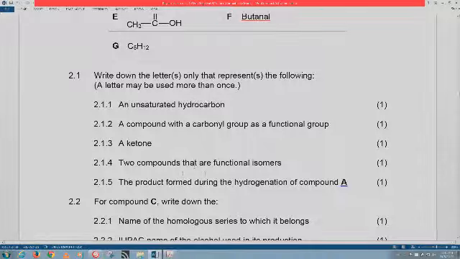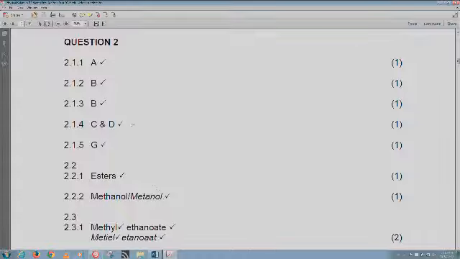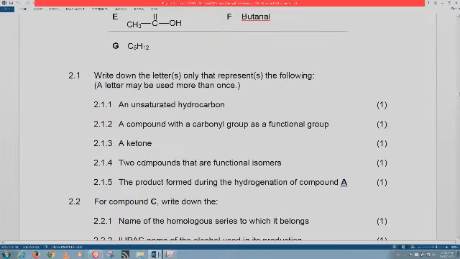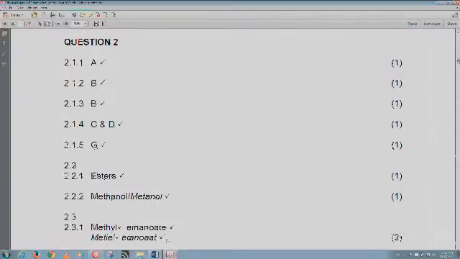And then the next question, letters that represent 2 compounds that are functional isomers. And for those 2 letters, colleagues, as you can see, it's 1 mark. So those 2 letters are C and D. In other words, both of them must be correct for the learner to get a mark. And then the next question, the letter that represents the product formed during the hydrogenation of compound A. And that letter is G, and it's also 1 mark.